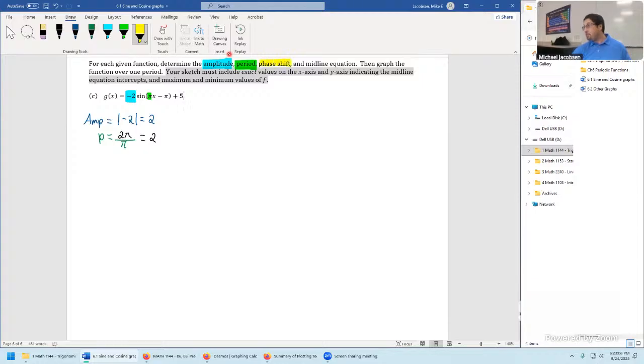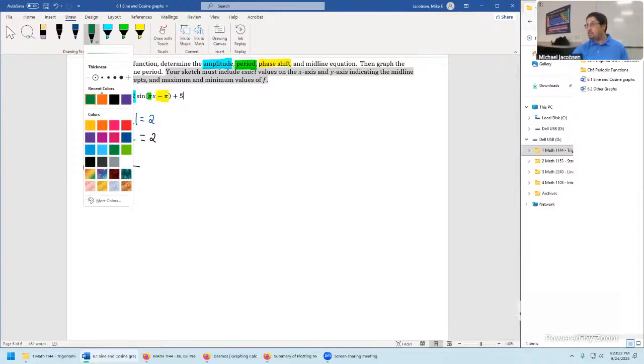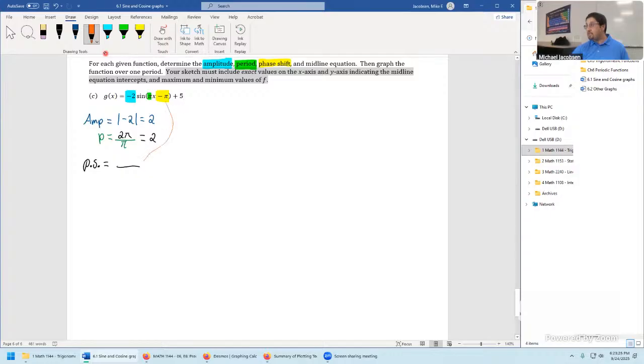Last is phase shift, yellow, just because I run out of colors pretty fast on this. So P.S. for phase shift is going to be equal to, we take whatever this number is. We have to be very mindful that we take the opposite sign. And so that means we put in positive pi here. It's not the full story though. This pi actually affects things. It affects the phase shift as well as the period.